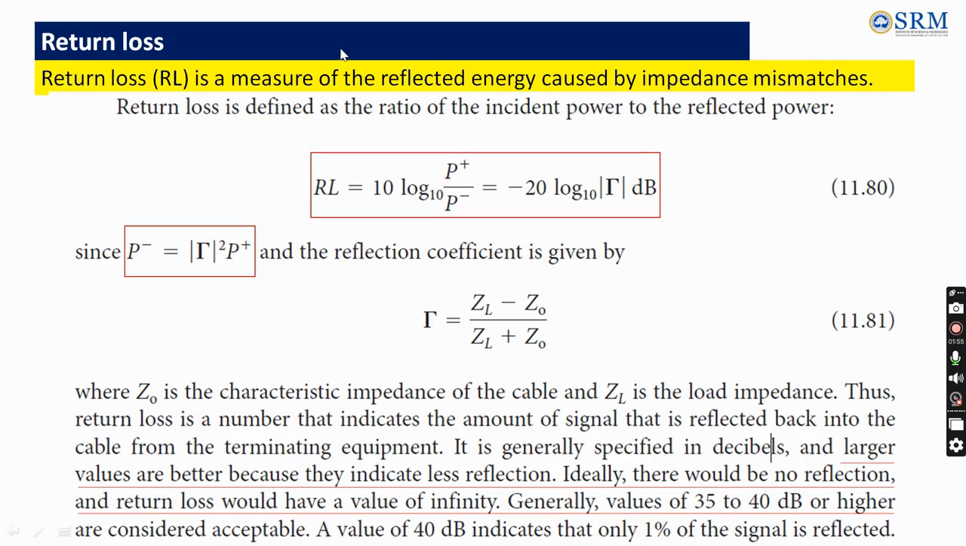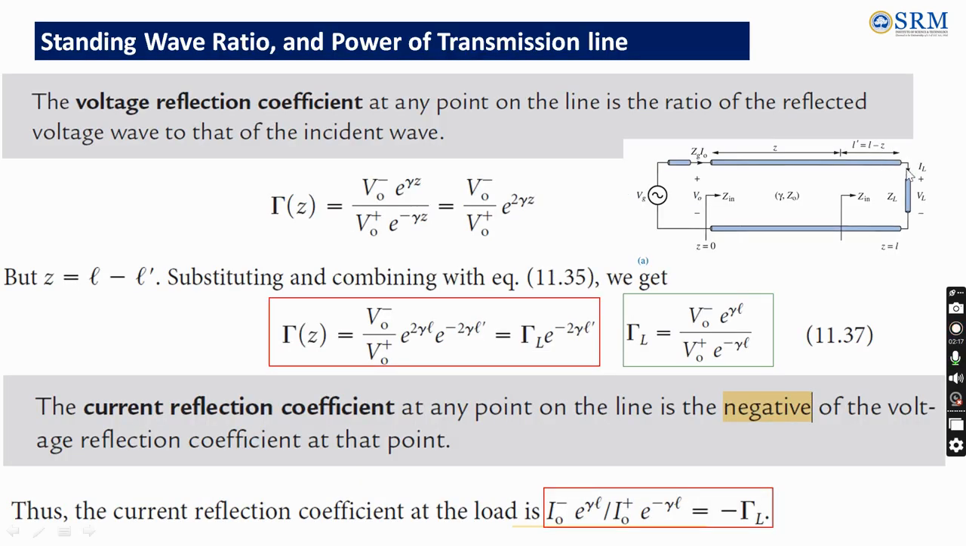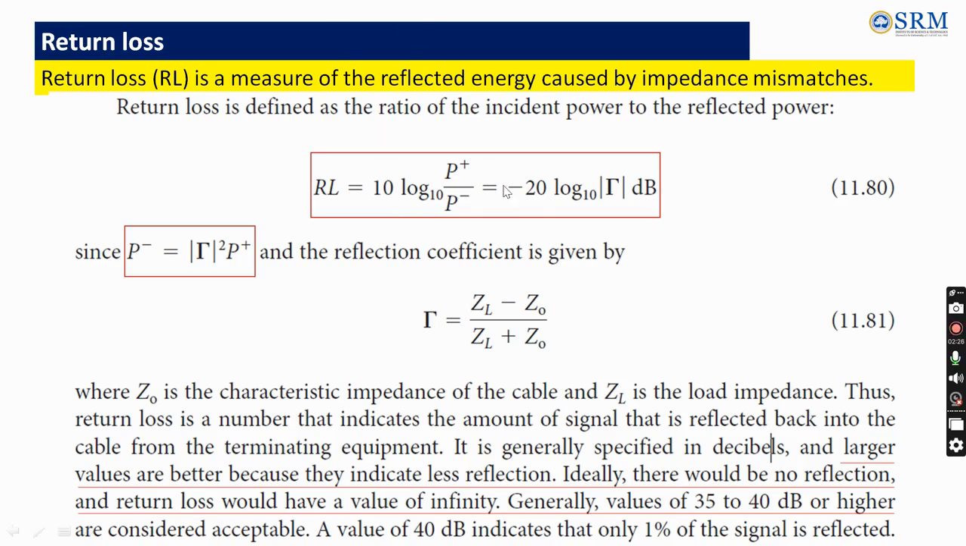When we know the reflection coefficient, we can compute the return loss. Return loss is nothing but the measure of reflected energy caused by the impedance mismatches. When the load is not matched to the characteristic impedance of the transmission line, ZL is not equal to Z0, it means that whatever signal is incident, some portion will be reflected back. So I can measure the reflected power by means of return loss.